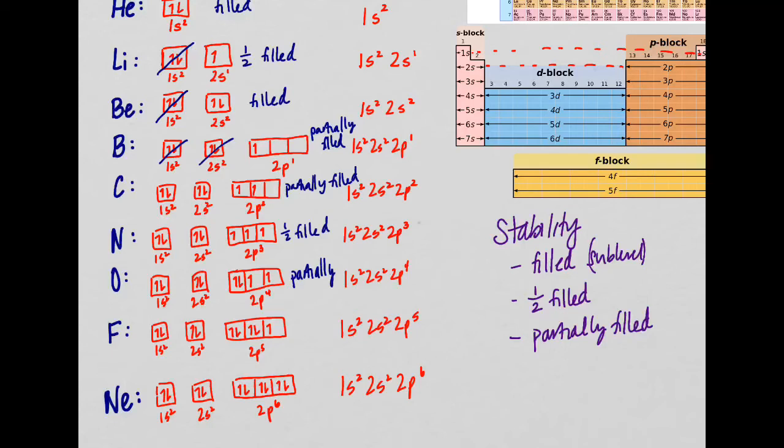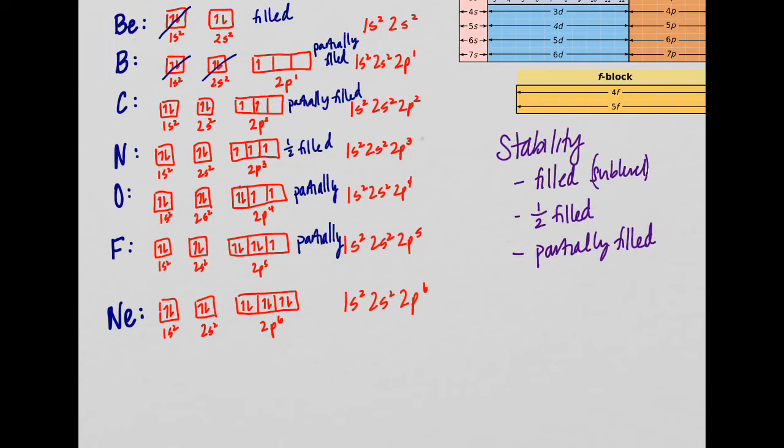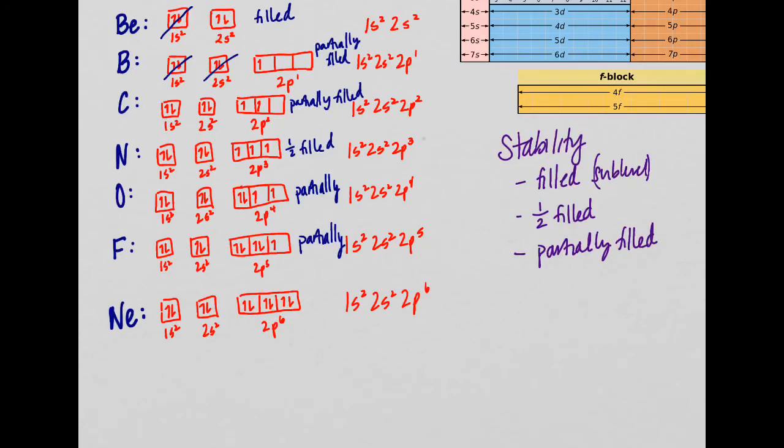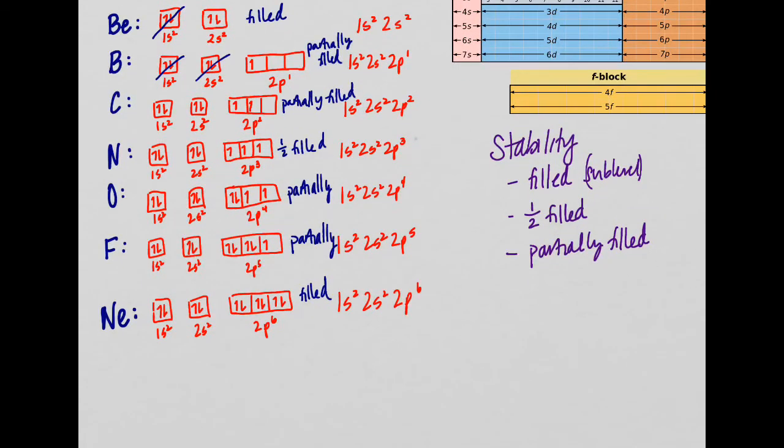Same with fluorine. We don't have a fully filled. We don't have a half filled. Therefore, we have a partially filled. Then we get to neon. Neon is fully filled. It's a filled sublevel, okay? Because it has the maximum amount of electrons that can fit there.